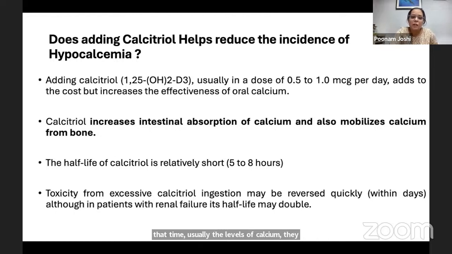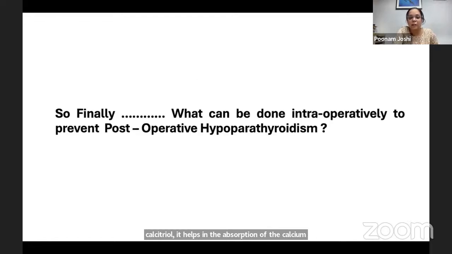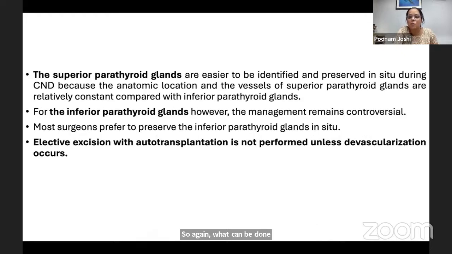Adding vitamin D helps in the absorption. We know calcitriol helps in the absorption of calcium, and it can be given prophylactically also. But again, I would say we should go as per the post-operative levels. So again, what can be done intraoperatively? I think we already discussed how we do it.